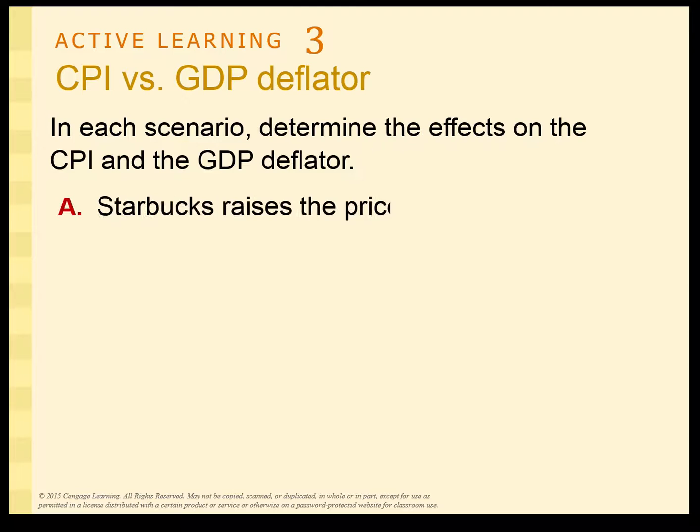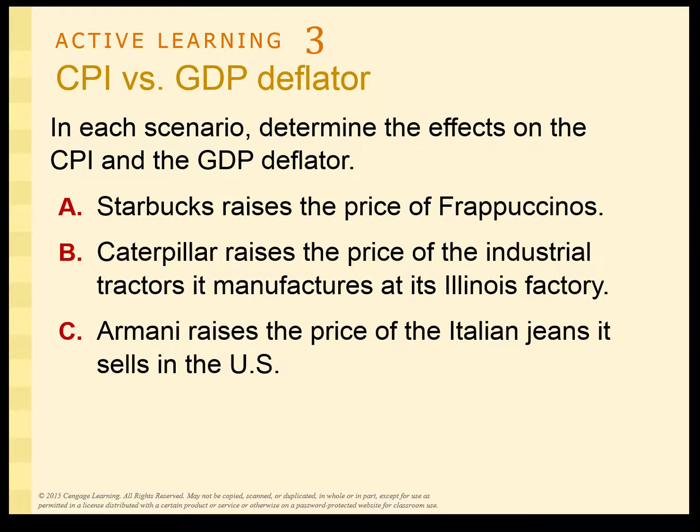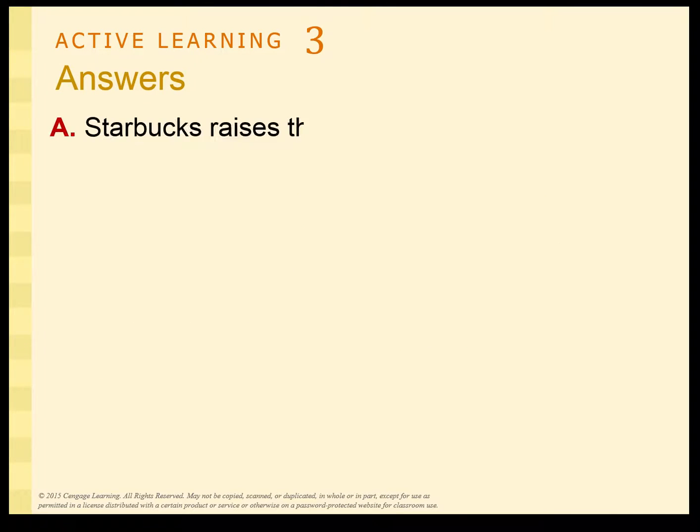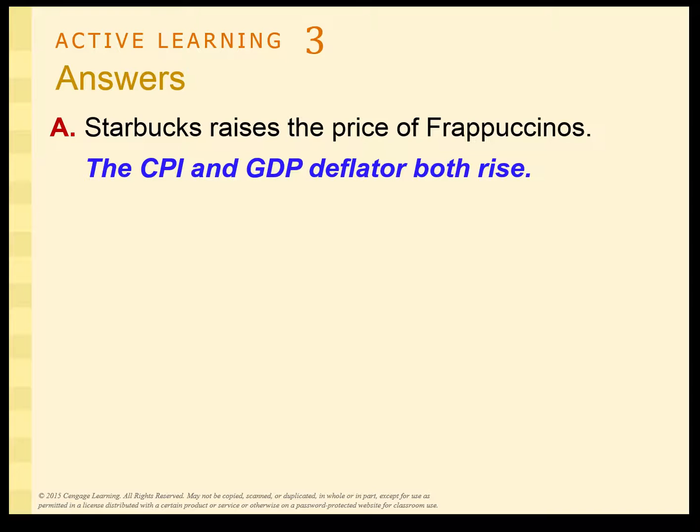All right, so think about these three situations and think about which one would change: the CPI, the GDP deflator, or both of them. Okay, if Starbucks raises the price of Frappuccinos, this actually is something that is in the household's shopping cart, so the CPI will go up. It's also produced in America, so the GDP will go up, so the GDP deflator will rise. Okay, so both of them rise.